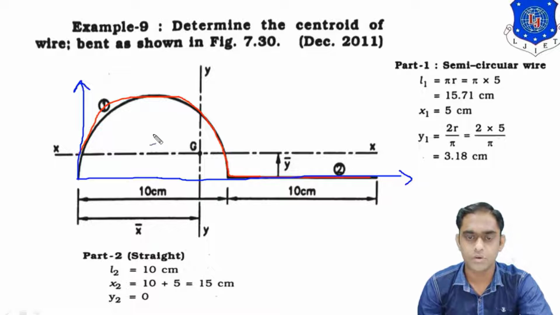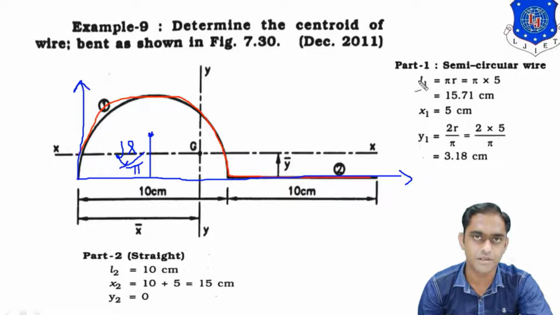Okay, now where is the CG? Where is the CG of the semicircular arc? It will be over here. So from this up to x axis, the distance will be 2r by pi. So you already know about this. Okay, it is the formula of the centroid of the semicircular arc. Now let us check the calculation part.